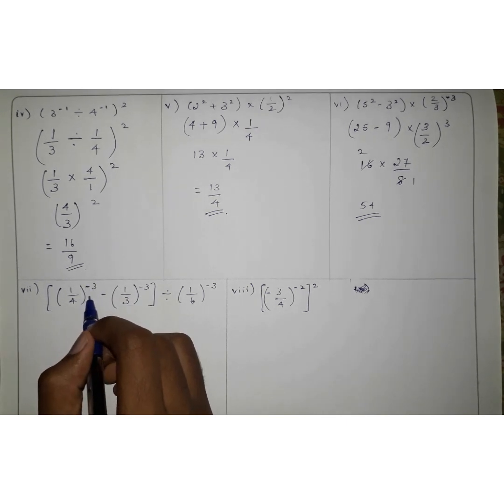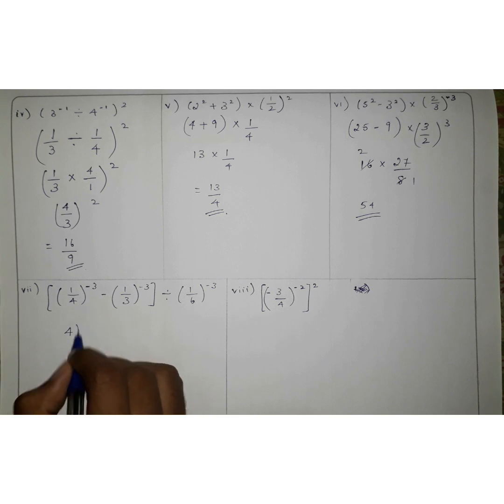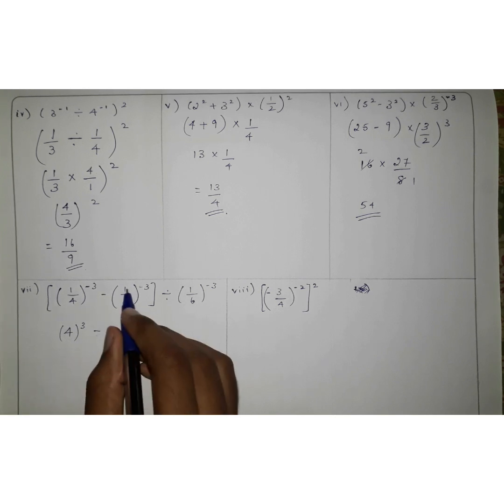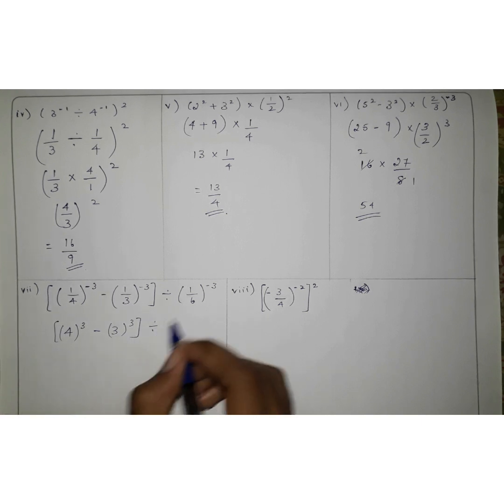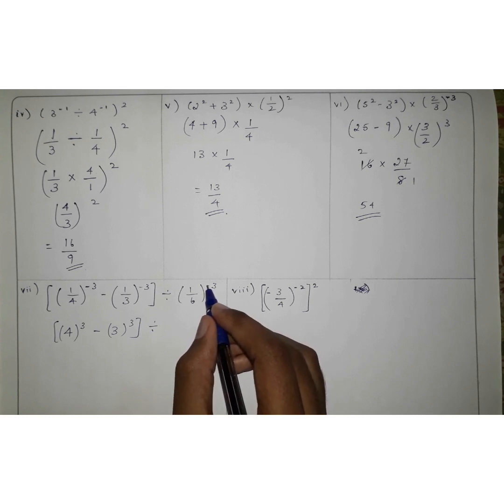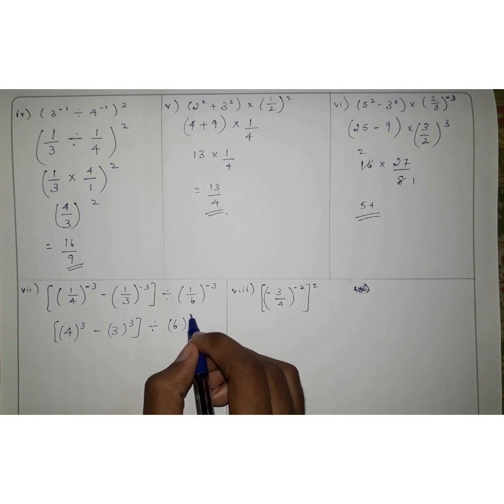Now next, see here, even here we have a negative sign. So in order to take that negative sign, we need to reciprocal it. So first we'll reciprocal all the terms. 1 by 4 is nothing but 4 by 1, that is nothing but 4 to the power 3. Minus 1 by 3 will become 3 to the power 3. And this is done. Divided by 1 by 6 whole to the power minus 3. So even this we need to reciprocal.